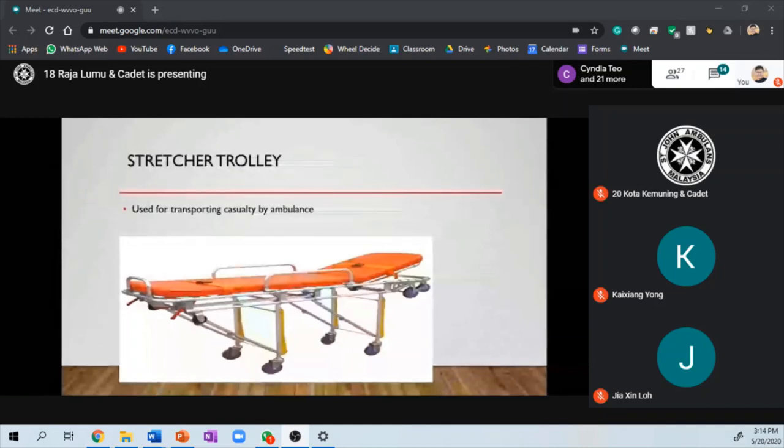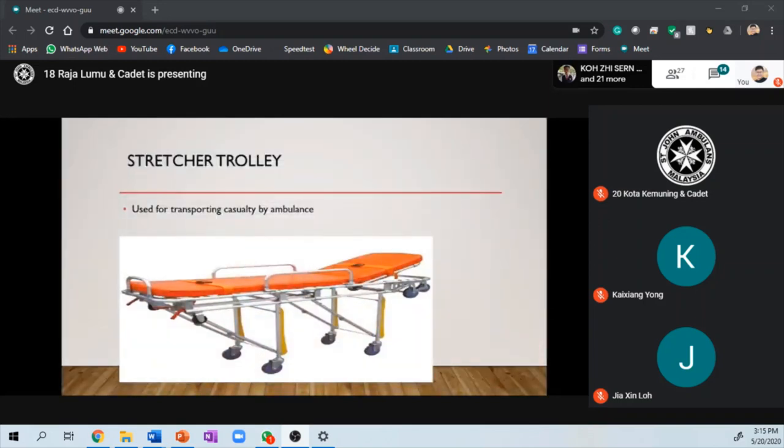Now we move to the next one, which is the stretcher trolley. You can find it in an ambulance. You can normally see it in Korean movies. At the back, they open the door, then pull out this type of stretcher to put a casualty on. Then bring him or her to the hospital.